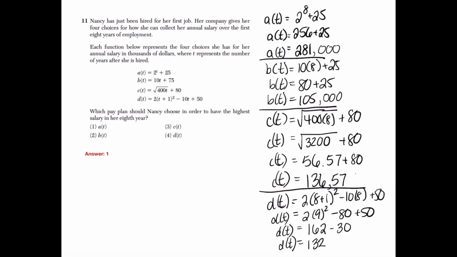So this is the comma, and you can clearly see the one that gives her the most was a to the t, which is 1. All right, so there it is.